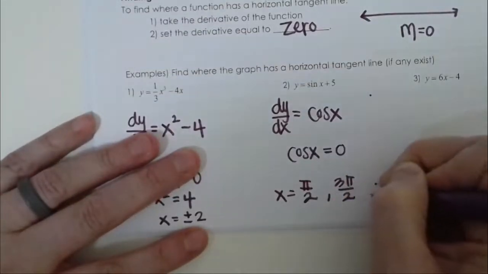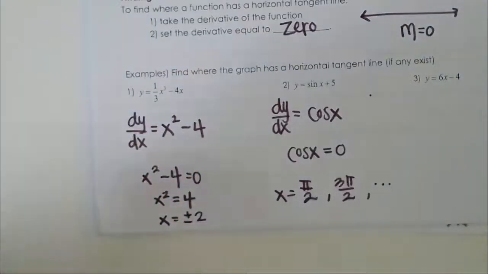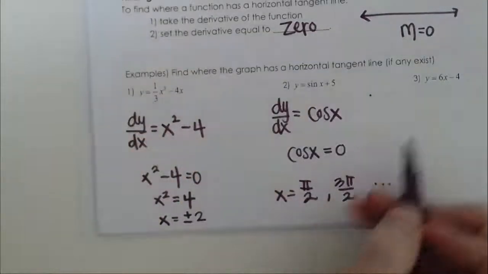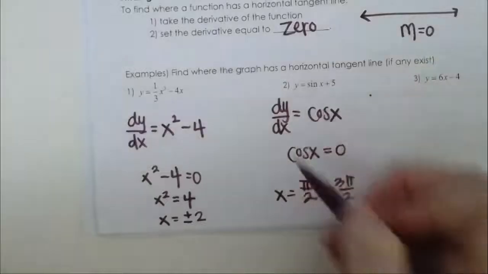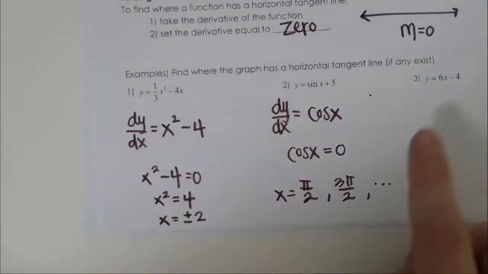And then you can just keep going with that pattern over and over and over again, and you'll still get 0 as you go around the unit circle from there.